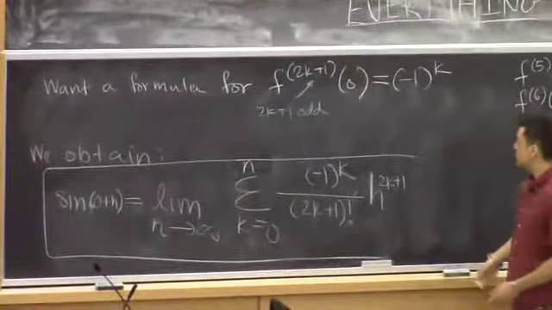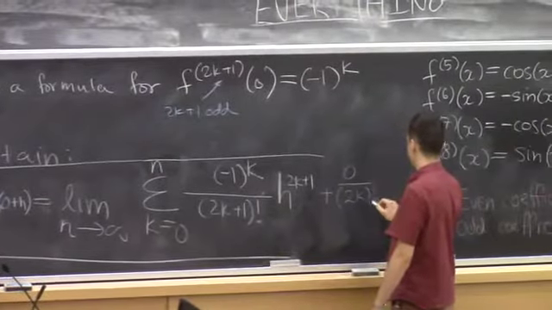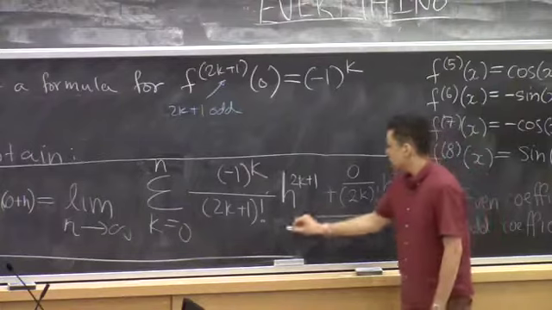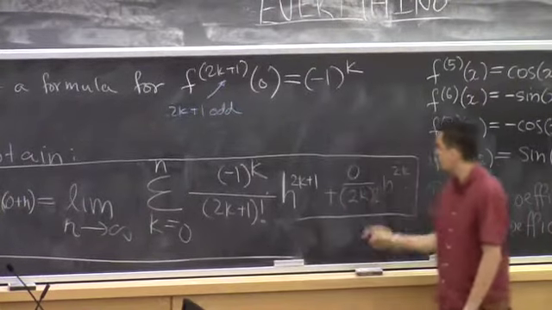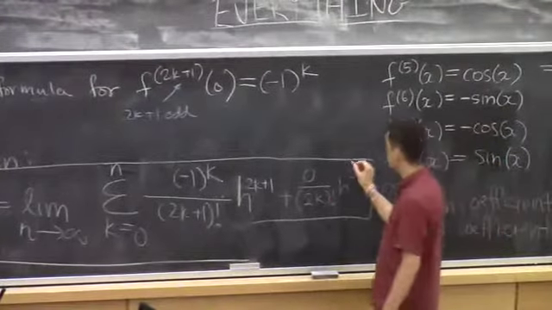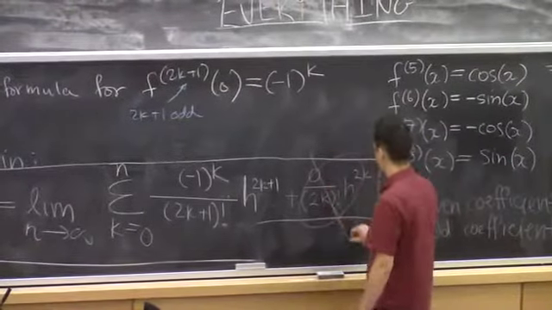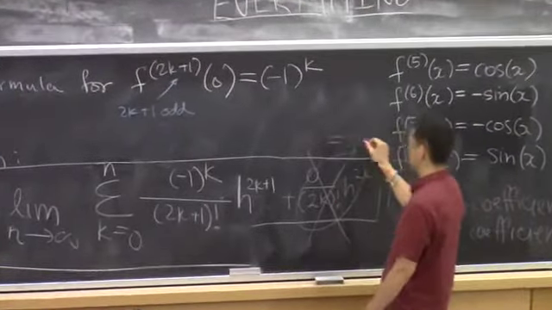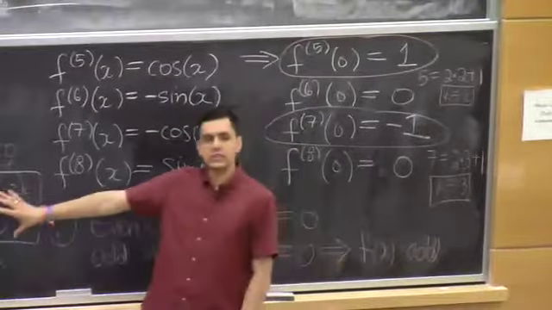So we've got 2k factorial h to the 2k. So this coefficient of 0 here means that we can just ignore the whole thing. Right? This all just goes to 0. Right? So we deal with the even terms in Taylor's formula by saying that they all go to 0, so that's fine.